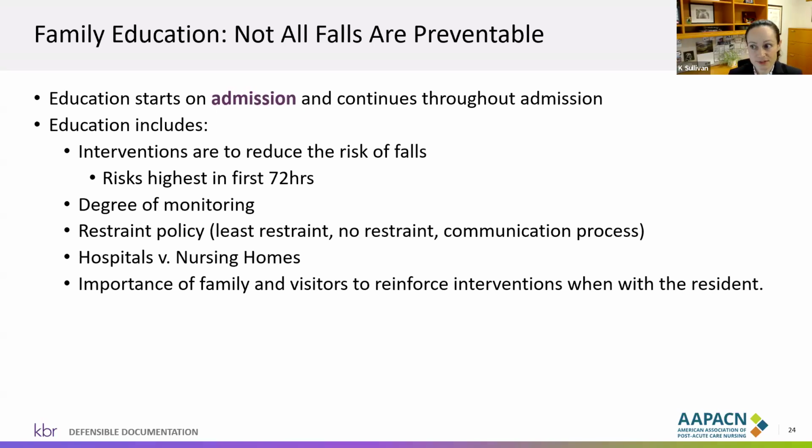Also, how are we preserving the documentation for the monitoring? If we're charting by exception, there's going to be even less documentation, but even an RN note or an LPN note, a progress note every shift, isn't necessarily going to be enough to show we were providing monitoring that was appropriate for this particular resident's level of needs.